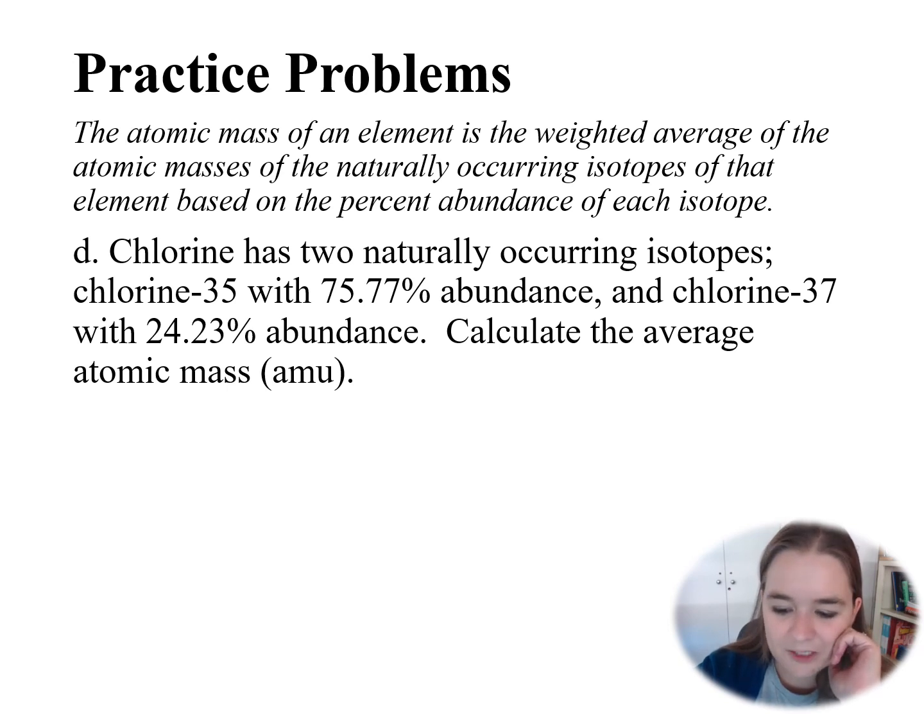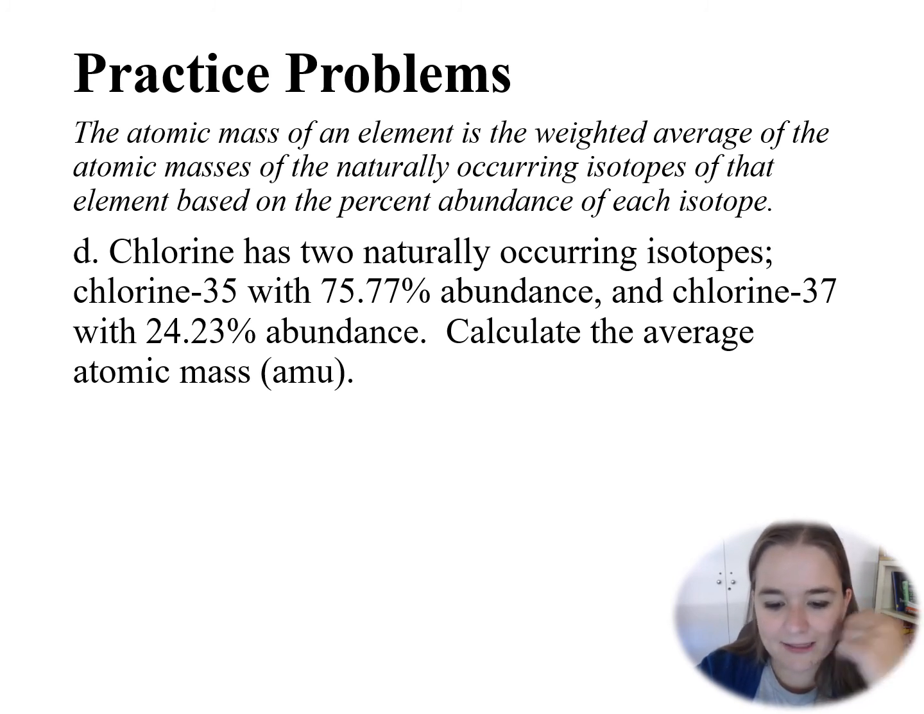The last weighted average problem is another one that you may encounter when you take chemistry in high school. The atomic mass of an element is the weighted average of the atomic masses of the naturally occurring isotopes of that element based on the percent abundance of each isotope. The example I have here is chlorine, which has 2 naturally occurring isotopes. Chlorine 35, a mass of 35, is 76-ish% abundant, and chlorine 37, with a mass number of 37, has about 25% abundance.